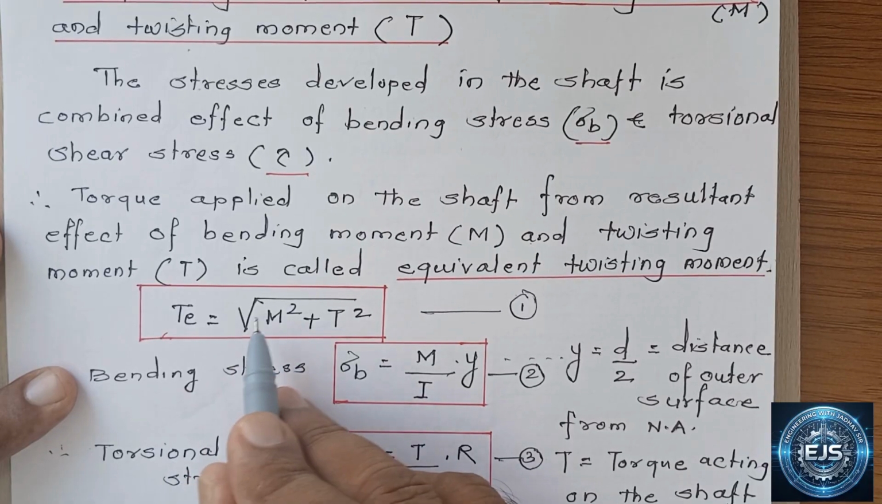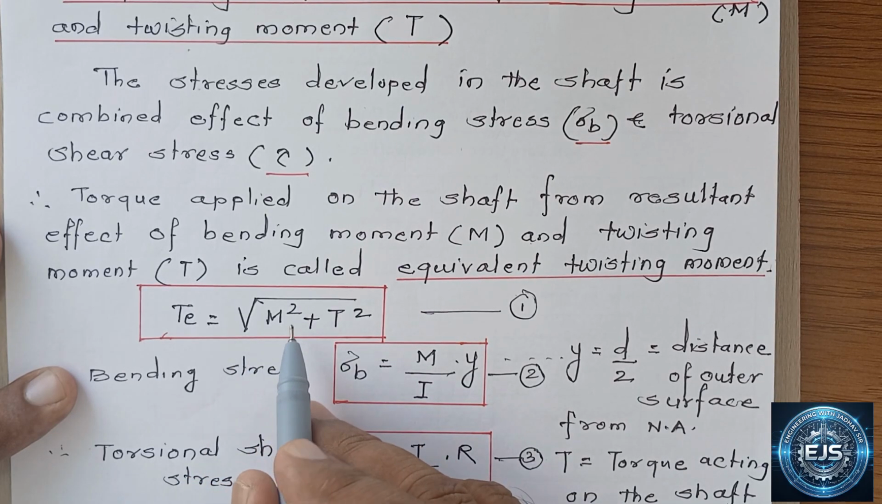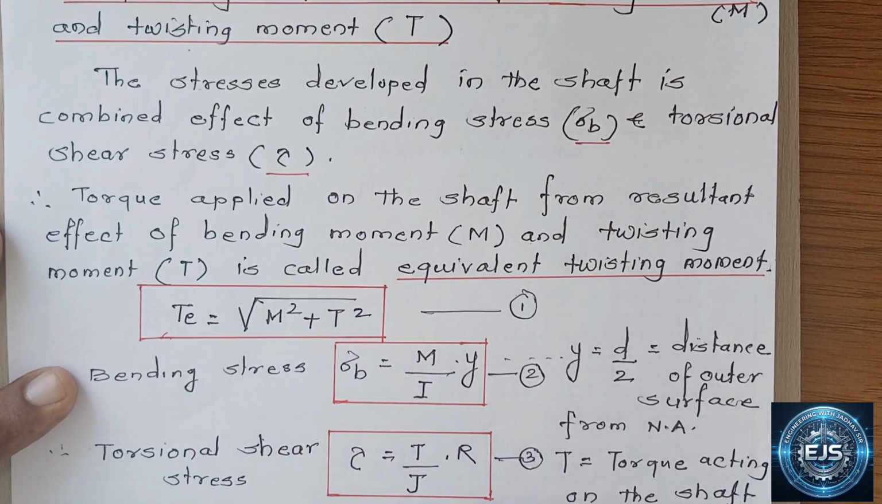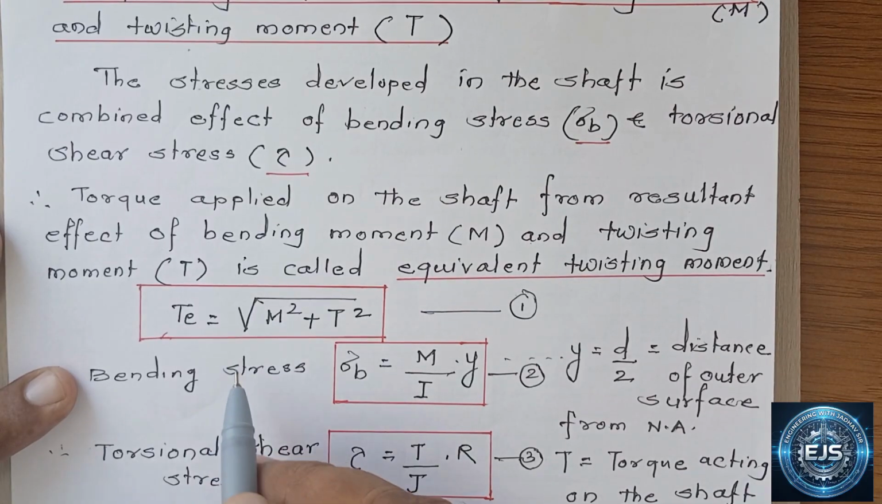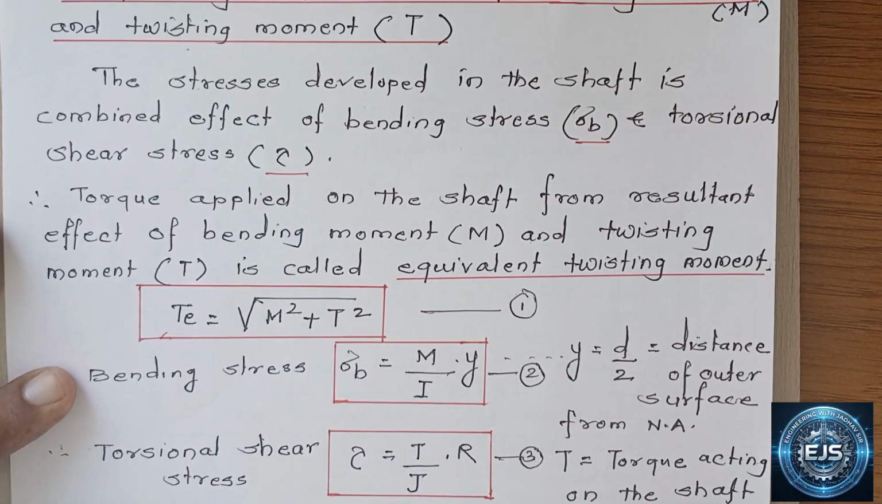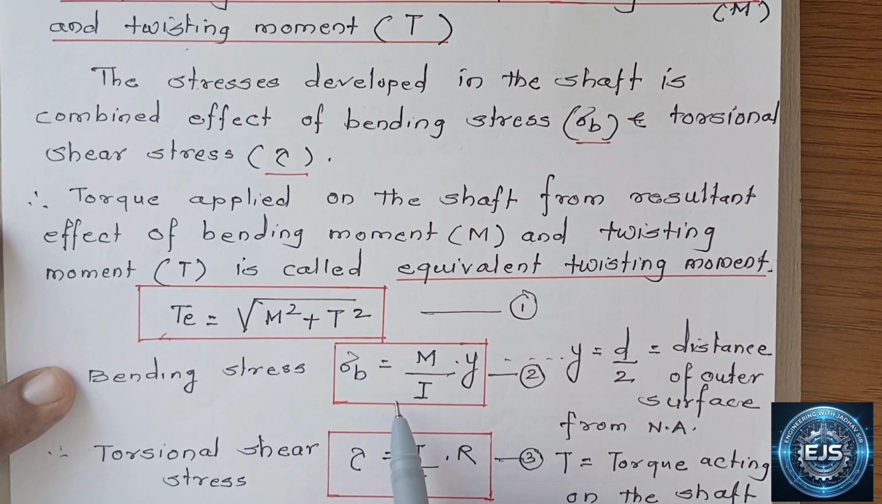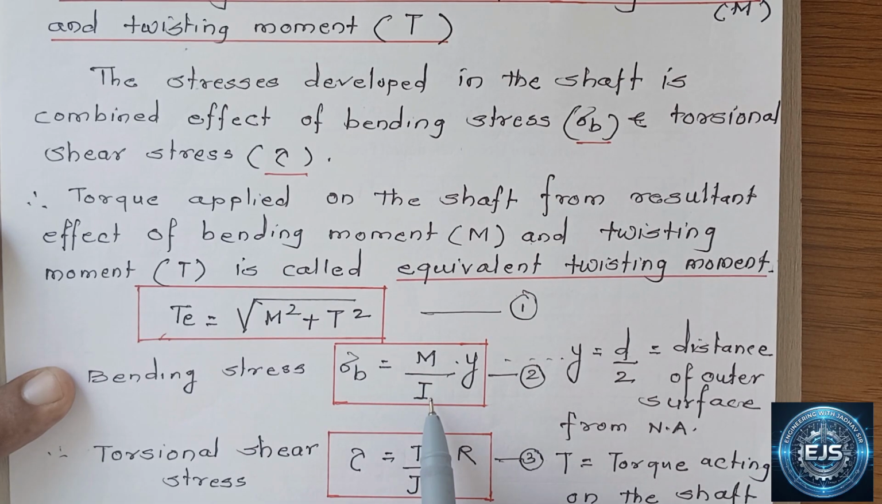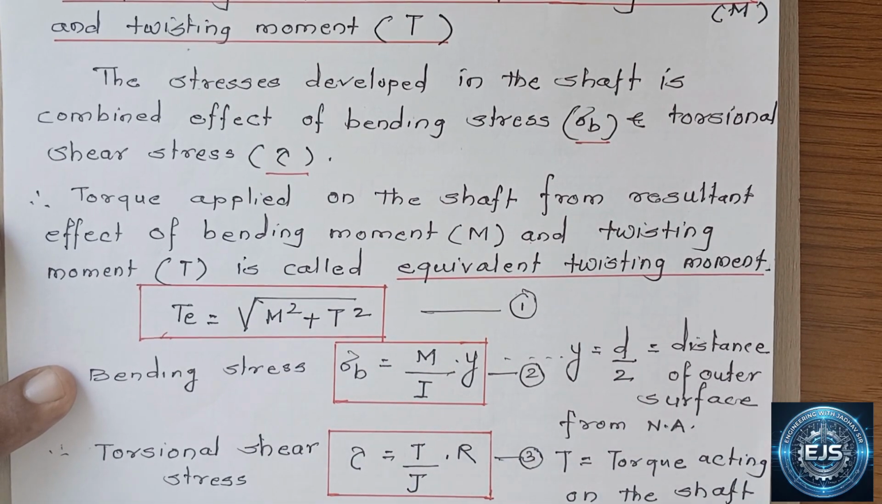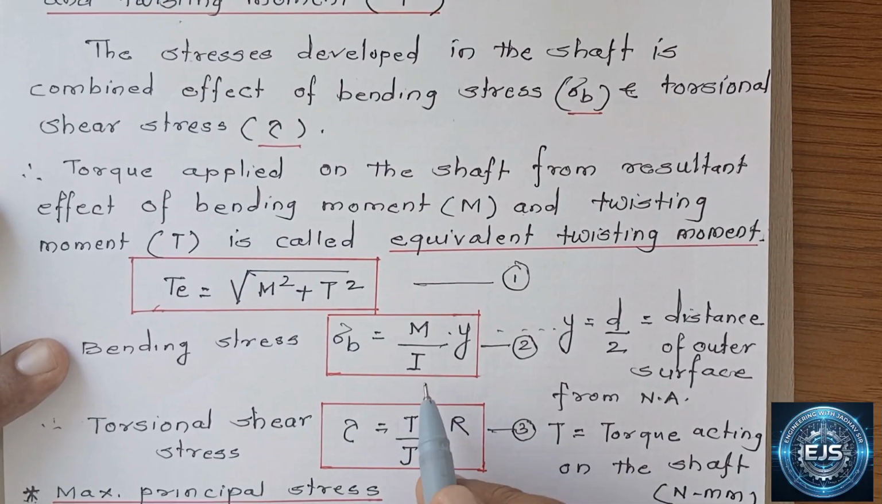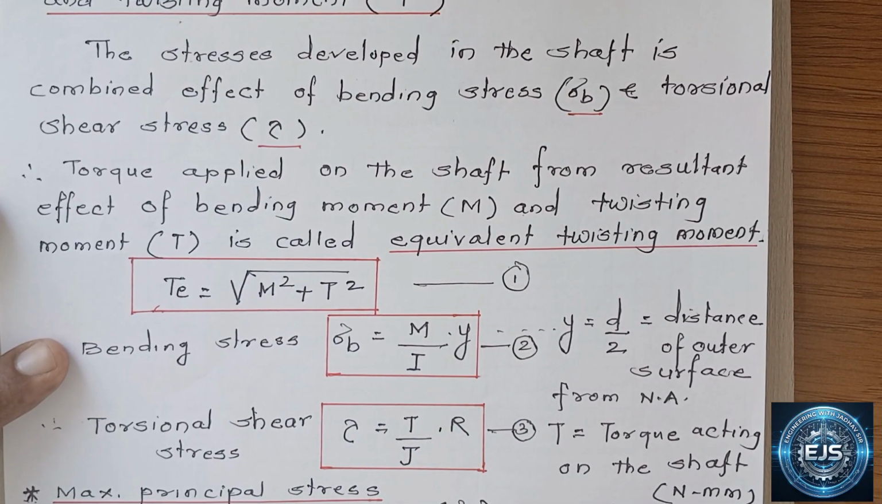So equivalent torque is acting on the shaft when there is a combined effect of bending moment as well as twisting moment, that is T. Right? So bending stress under the action of the vertical bending load acting on a shaft. Shaft is transmitting power, at the same time vertical bending load is coming on it. So bending stress is developed in the shaft and it is calculated by this formula M upon I into Y, where M is nothing but the maximum bending moment acting on a shaft, I is nothing but moment of inertia of the cross section of the shaft.